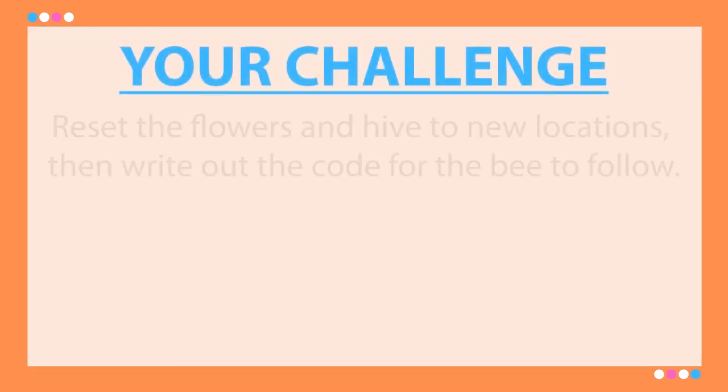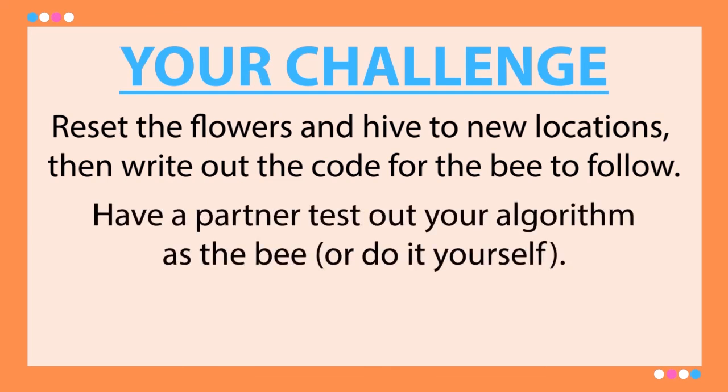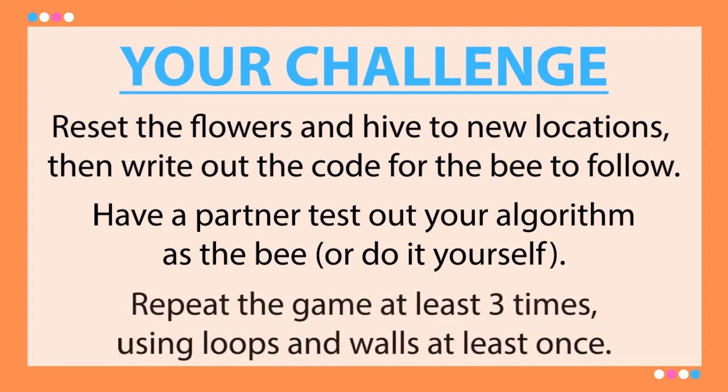Now it's your turn. Reset your flower and hive to new locations on your game board, and write out your code for your bee to get from the hive to the flowers. If you have a partner like a parent, you can write out your algorithm and see if they can follow it correctly to get to the flower. Otherwise, you can write out the instructions and test them yourself. Do this 3 different times with new flower and hive locations, using loops and walls at least once if you can. Pause the video now and come back when you're done.